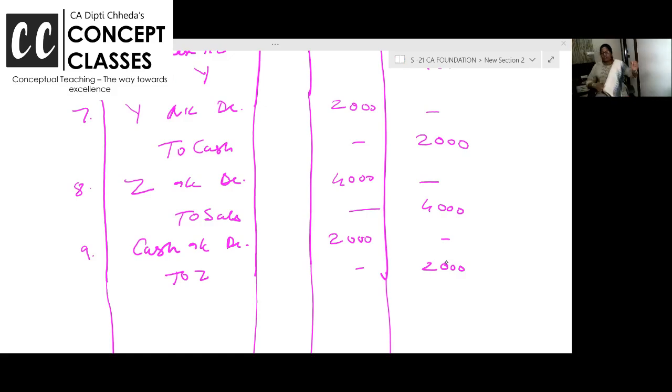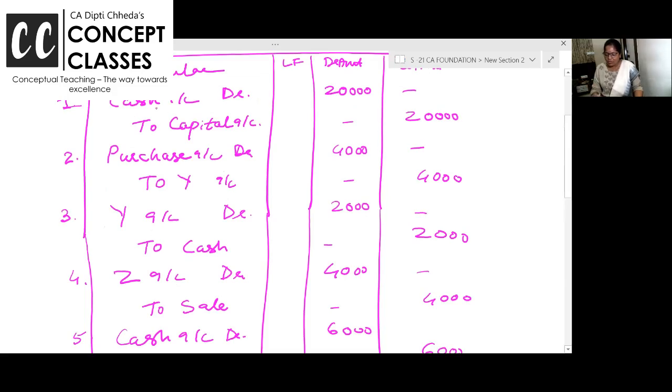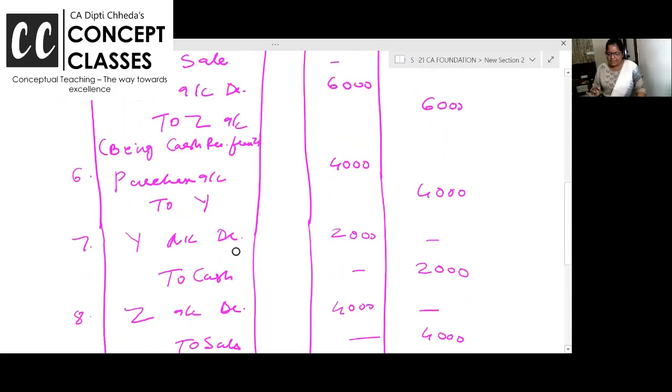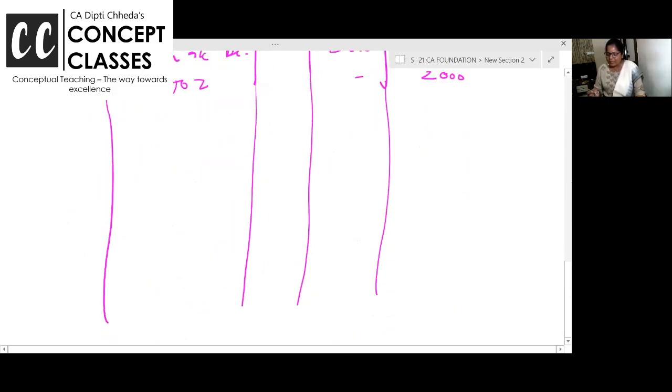Okay, so now you are comfortable writing the entries. Now can we prepare the ledger to post all these entries? What all ledgers will we post? One by one: cash account, capital account, purchase account, Y account, Z account, and sales account. Just take the next page and make the full ledger. Make T format ledgers.